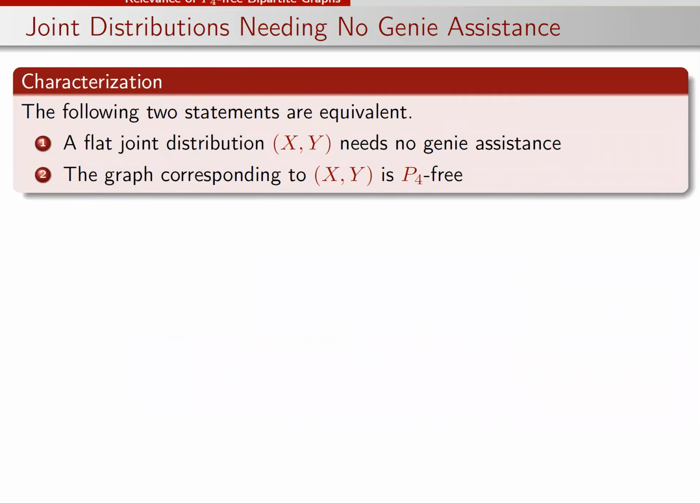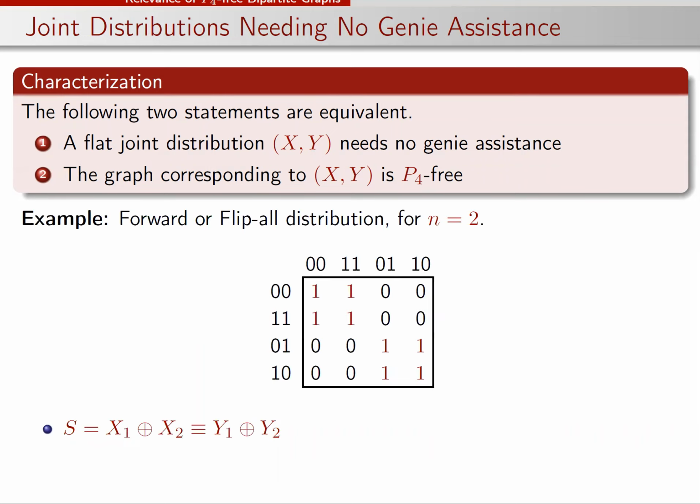So for the application of establishing shared key and randomness extraction, it is natural to ask which joint distributions do not need any Genie assistance at all. So our primary observation is that a flat joint distribution needs no assistance if and only if the corresponding graph is P4-free. The forward of flip O distributions for n equal to 2 is an example.